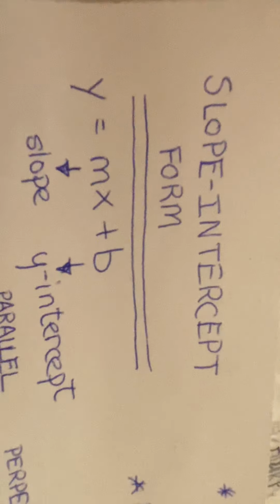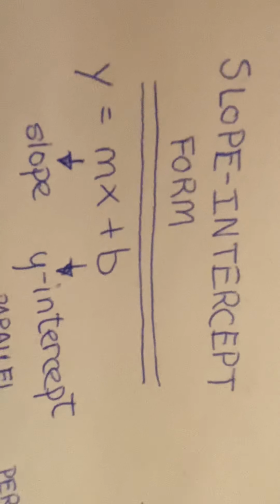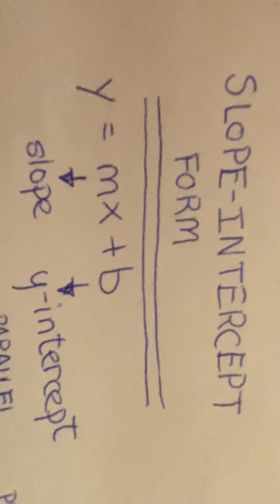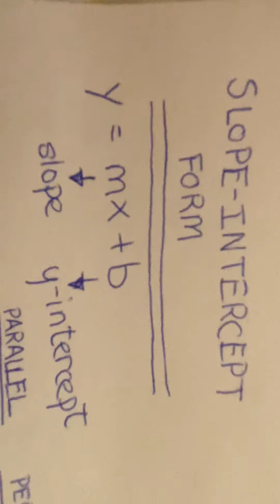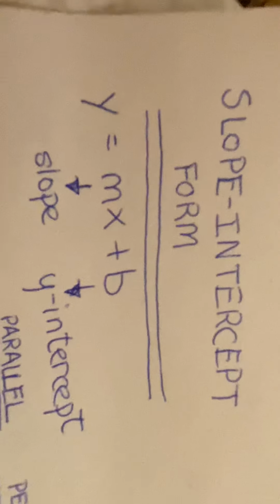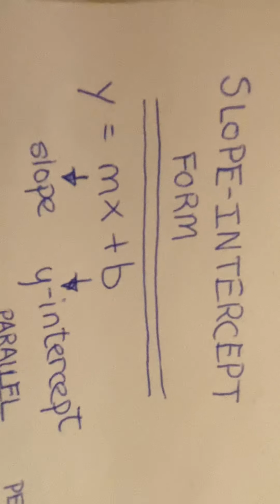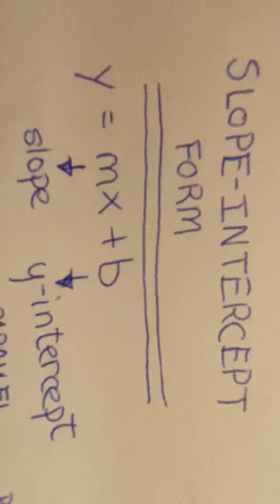All right, so if we want to look at a line in slope-intercept form, that's y equals mx plus b. This is called the slope-intercept form because m represents the slope of the line and b represents the y-intercept. That's where the line crosses the y-axis.